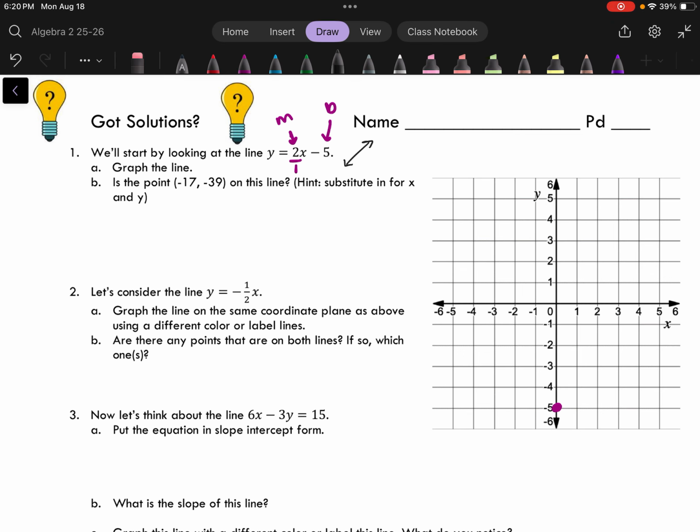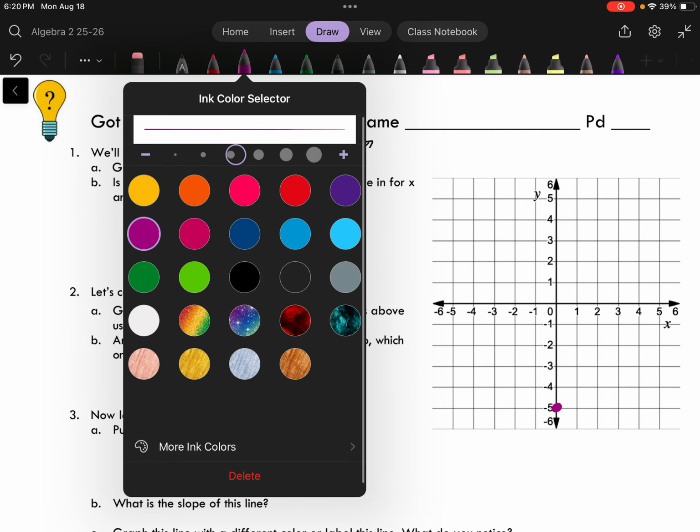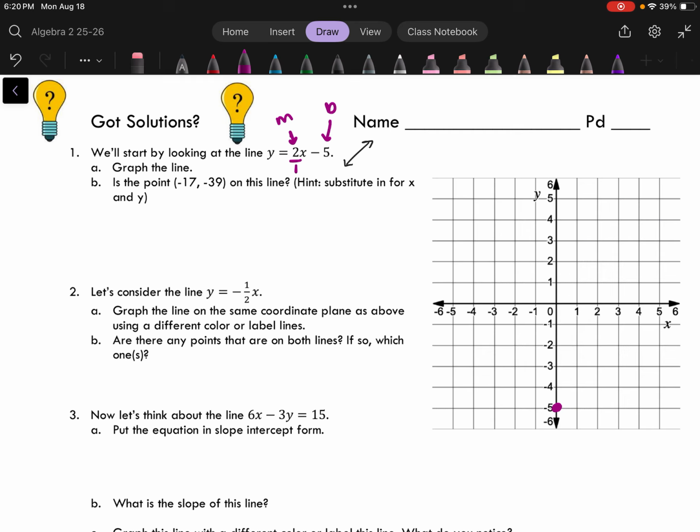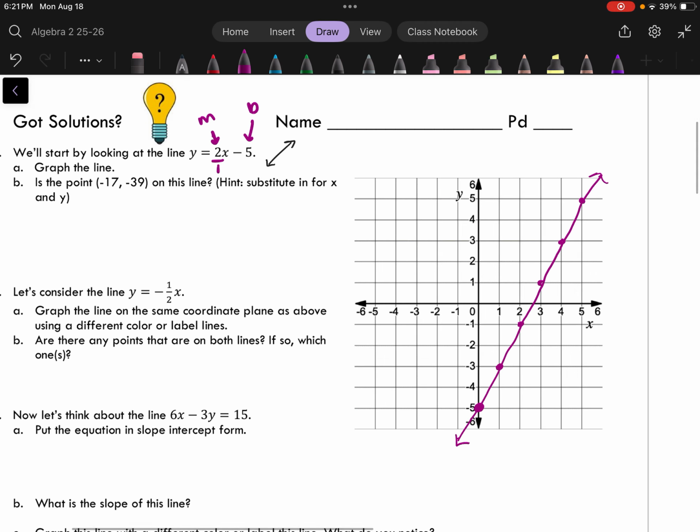So I'm going to plot those points. I'm going to go from -5 up 2 to the right 1, up 2 to the right 1, all the way through the given graph. And then you're going to connect those points as best you can. Let me try that again. There we go. And then I'm going to label this line y equals 2x minus 5. So go ahead and do that on your paper.